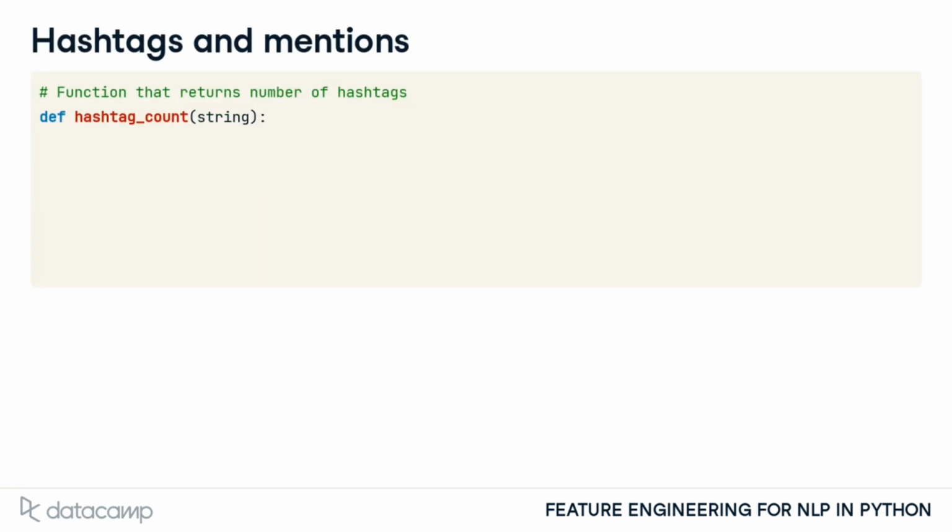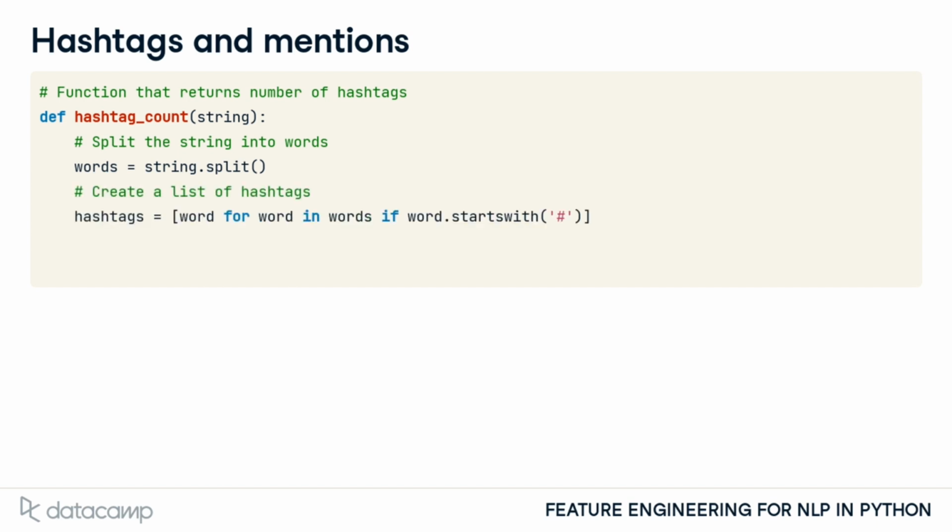Let's write a function that computes the number of hashtags in a string. We split the string into words. We then use list comprehension to create a list containing only those words that are hashtags. We do this using the startswith method of strings to find out if a word begins with a hash. The final step is to return the number of elements in this list using len. The procedure to compute the number of mentions is identical, except that we check if a word starts with @.